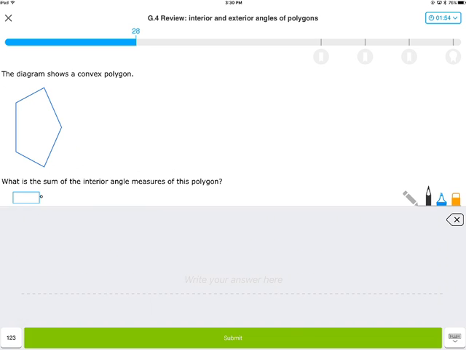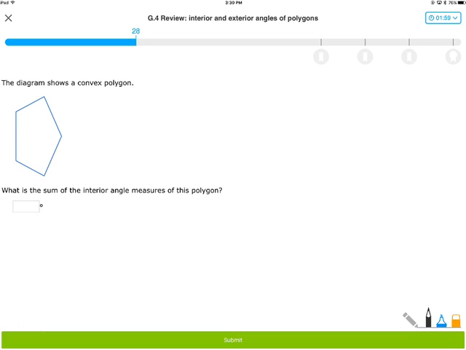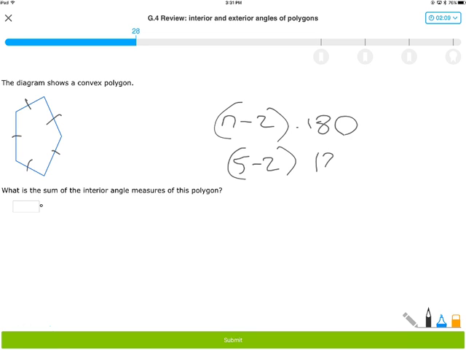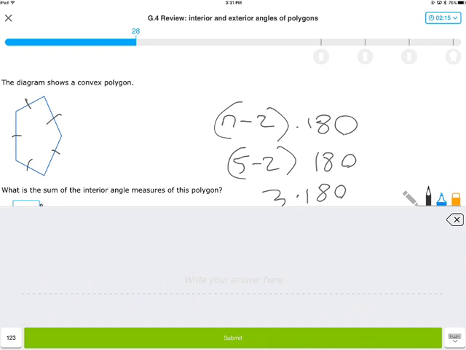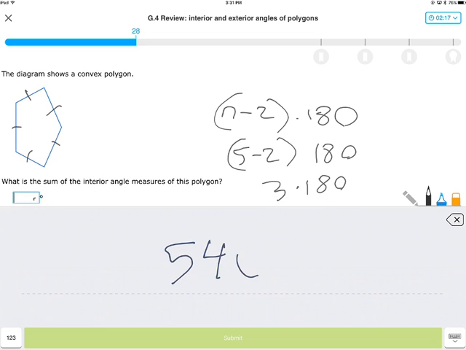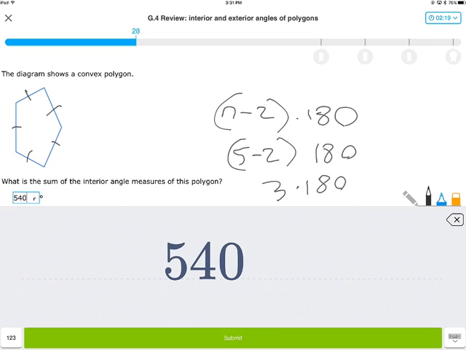The diagram shows a convex polygon. The sum of the interior angle measures of this. Okay, so again it's n minus 2 times 180. There's 1, 2, 3, 4, 5 sides. So 5 minus 2 times 180 is 3 times 180, or 540. You'll start to get more and more comfortable with how many degrees they are in our common shapes: triangle, quadrilateral, pentagon, hexagon.